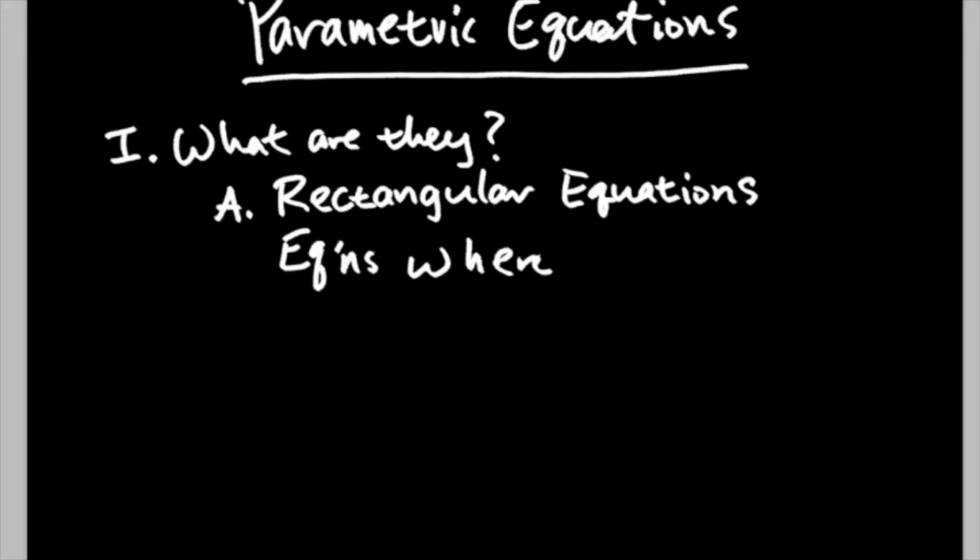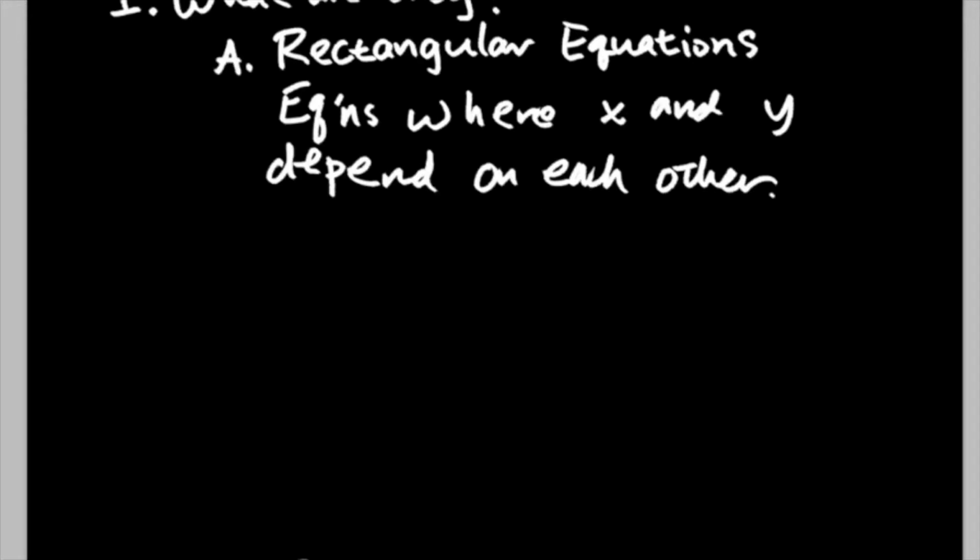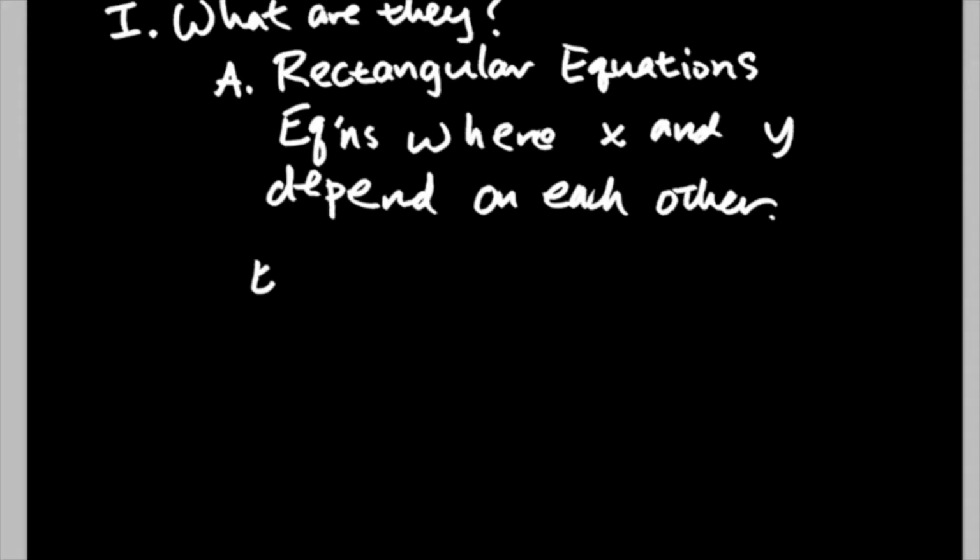So they're equations where x and y depend on each other. When you have the xy coordinate plane, you usually have something like x comma y, those coordinates. Usually we say that y depends on x, or y varies with x, or something along those lines. Or you can define them the opposite.